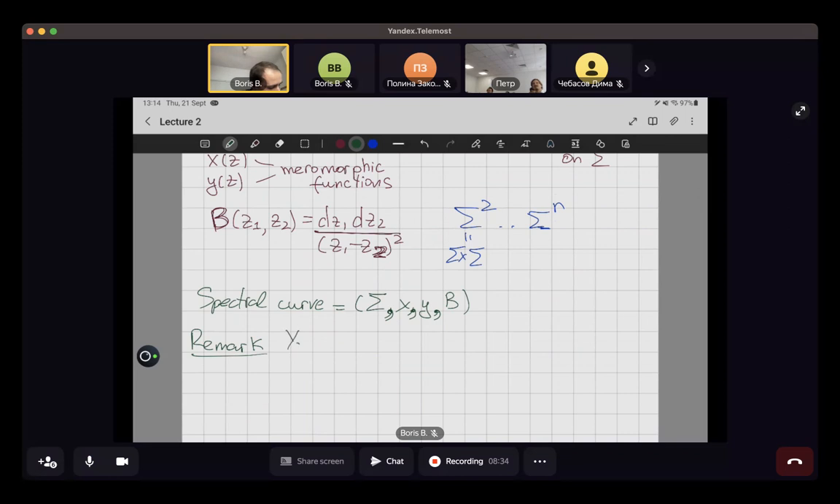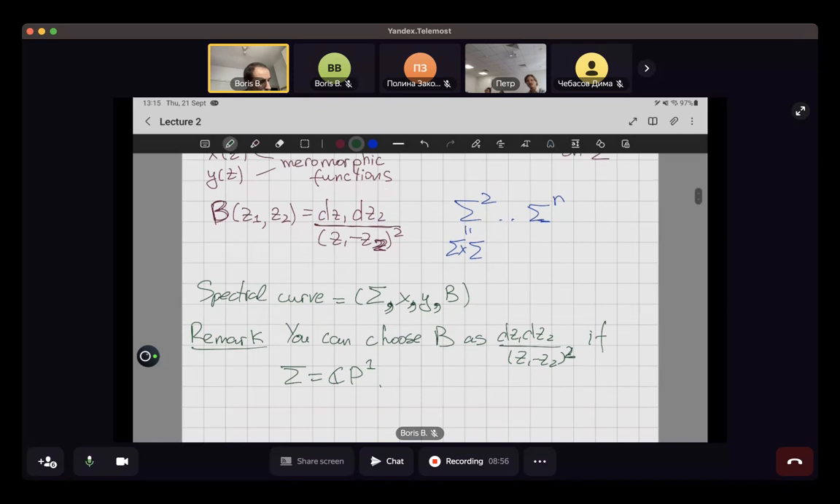So you can choose B as if sigma is CP1. Can I make one small remark?